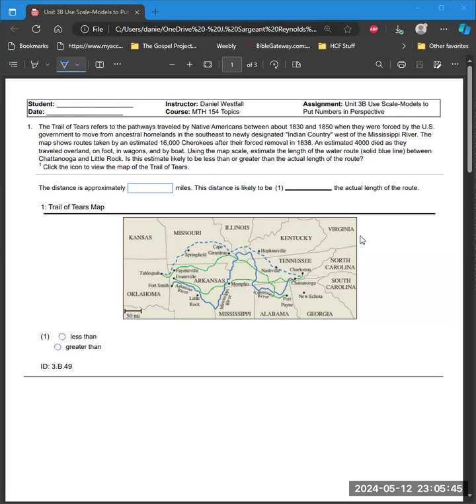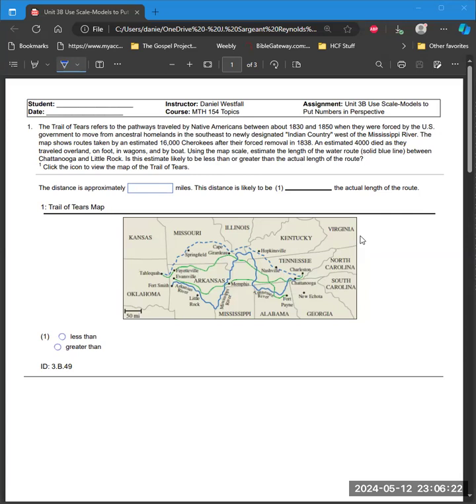The Trail of Tears refers to pathways traveled by Native Americans between about 1830 and 1850 when they were forced by the U.S. government to move from ancestral homelands in the southeast to newly designated Indian country west of the Mississippi River. The map shows routes taken by an estimated 16,000 Cherokees after their forced removal in 1838. An estimated 4,000 died as they traveled overland on foot, in wagons, and by boat.